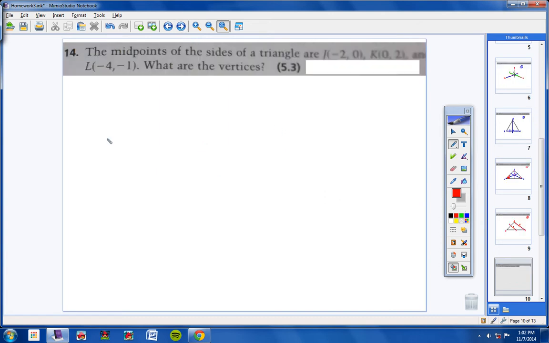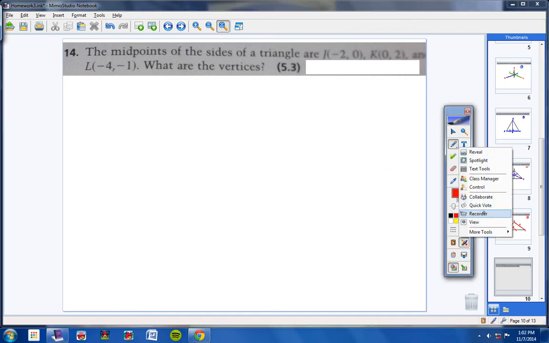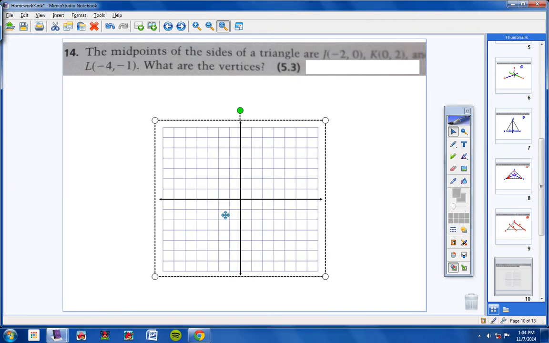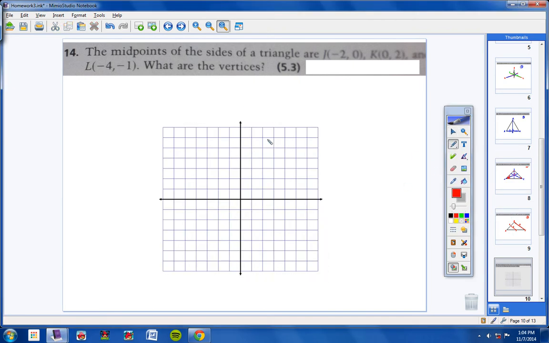All right, moving on to number 14. This will be a good one. Here we go. Okay, students, give me a coordinate plane there real quick. All right, let's go ahead and plot these points: (-2, 0), (0, 2), and (-4, -1). 1, 2, 3, 4, -1. All right, so here we go.